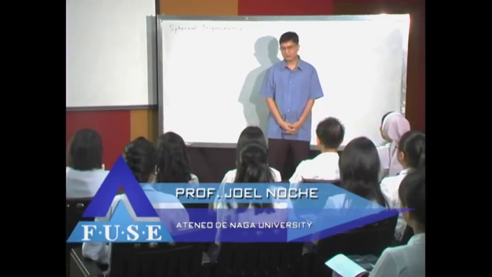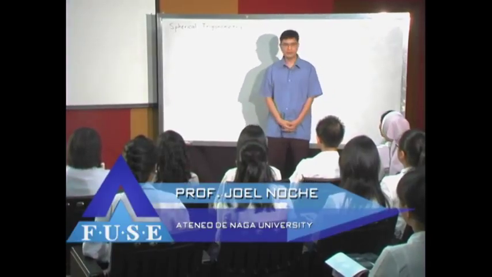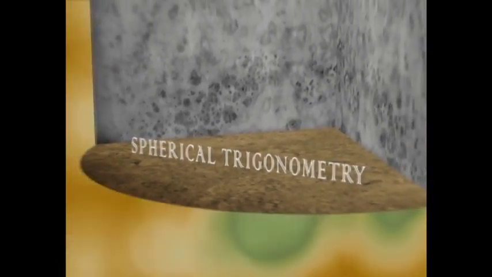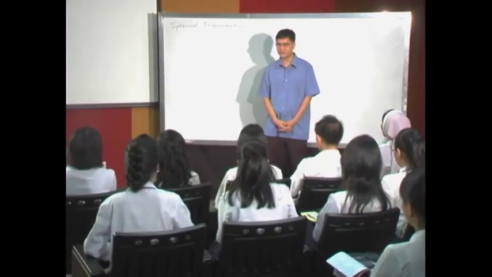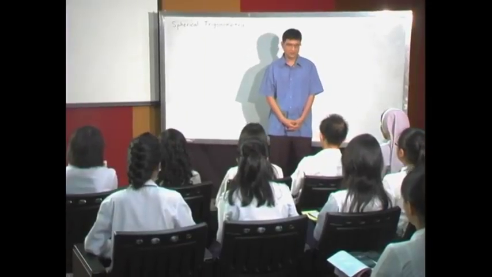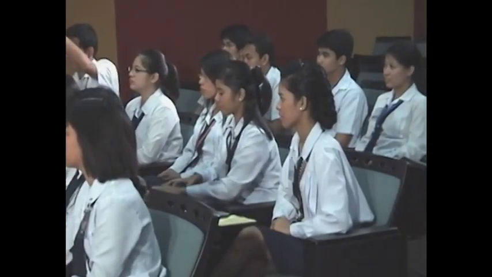I'd like to talk about a special kind of trigonometry today, something called spherical trigonometry. We know that trigonometry involves triangles. Can someone give me a nice definition of a triangle? Just raise your hand. Actually, even if it's not that nice, it's okay. Yeah, Alvin.